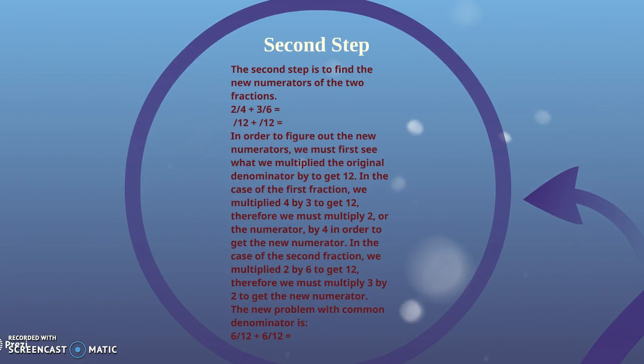The second step is to find the new numerators of the two fractions. All right, so I just rewrote the problem for you. In order to find the new numerators, you have to see what you multiplied the original denominator by to get 12. So for 4, you multiply by 3 to get 12. So you multiply 2 by 3 to get 6. And then for the second fraction, you multiplied 6 by 2 to get 12. So you multiply 3 by 2 and you get 6. So the new problem with the common denominator is 6/12 plus 6/12.